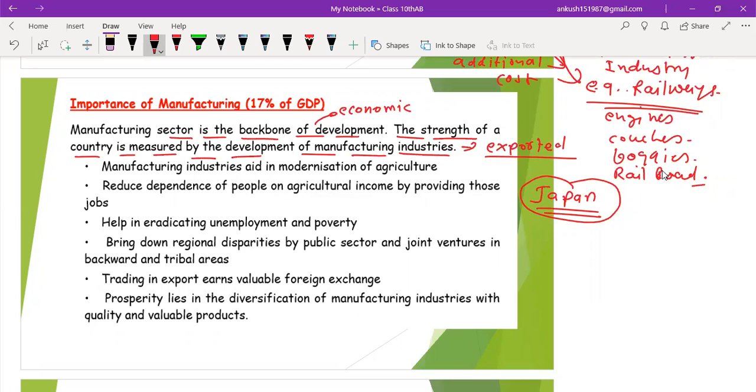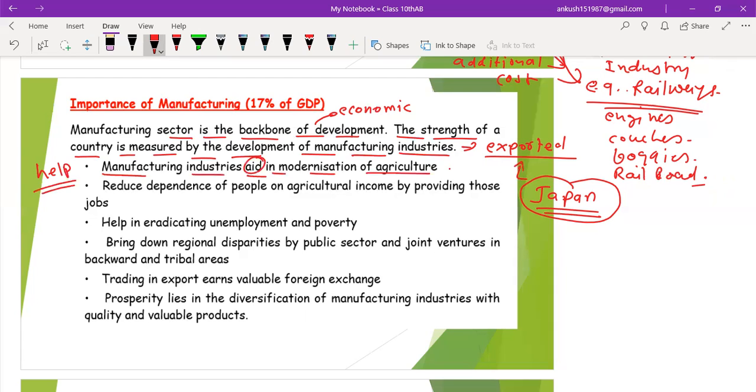So we are seeing the importance of manufacturing. I just explained the example of the country Japan, which, if compared to any state of our country, is very little, smaller than some states as well. Understood? Got it? Another importance is that manufacturing industries aid in modernization of agriculture. Aid means help.